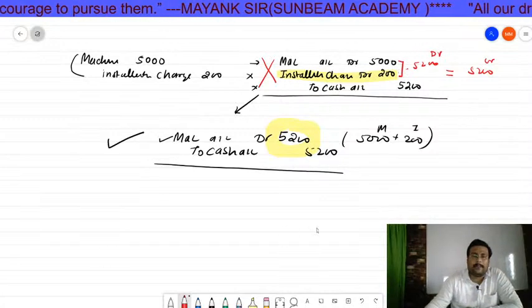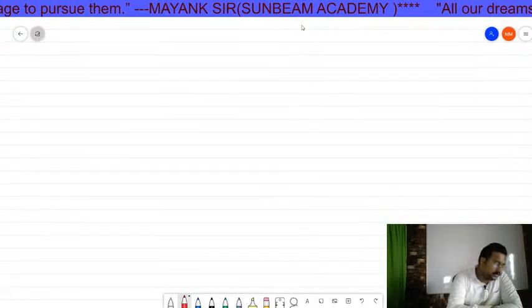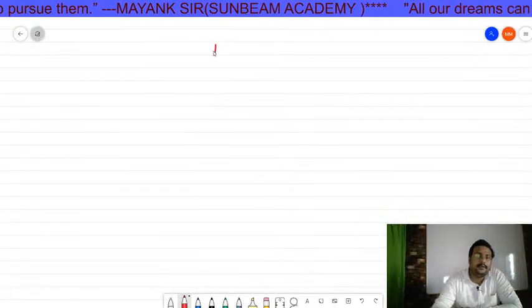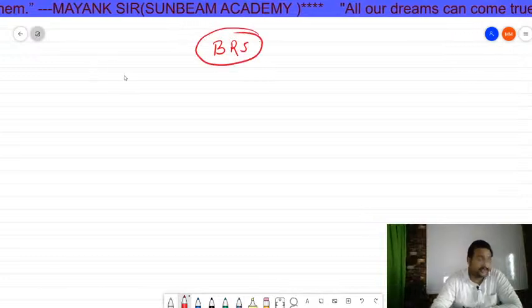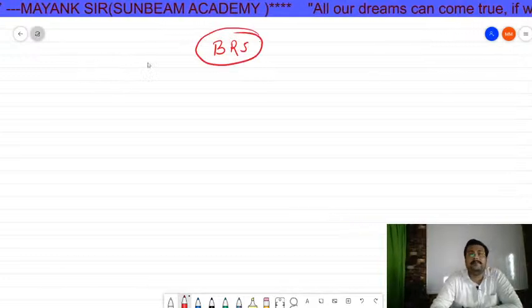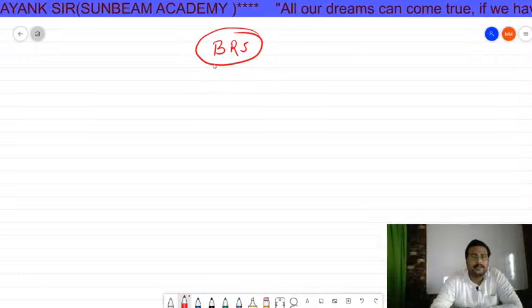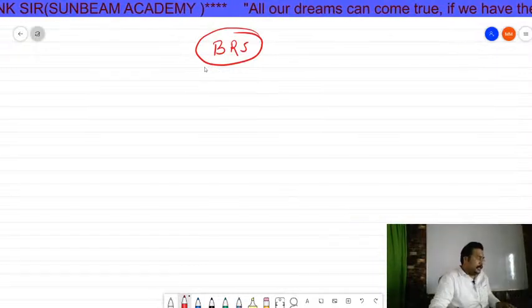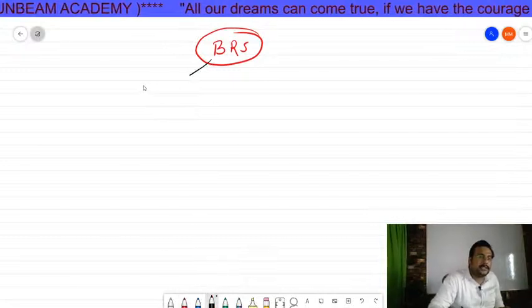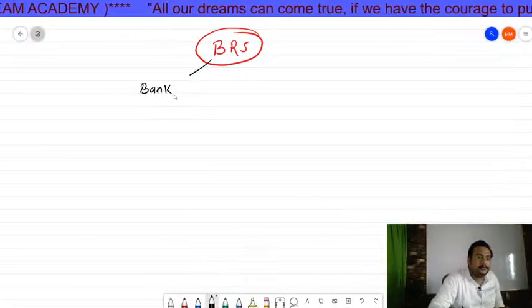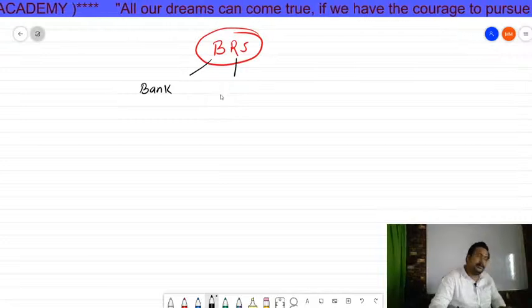The next chapter we are going to start is BRS. BRS meaning is very simple, bacha. First, you understand the full form of BRS. B stands for bank, R stands for reconciliation.